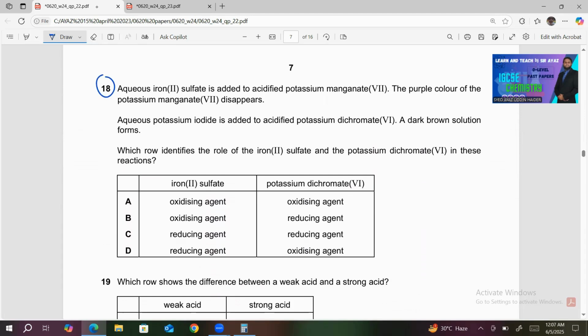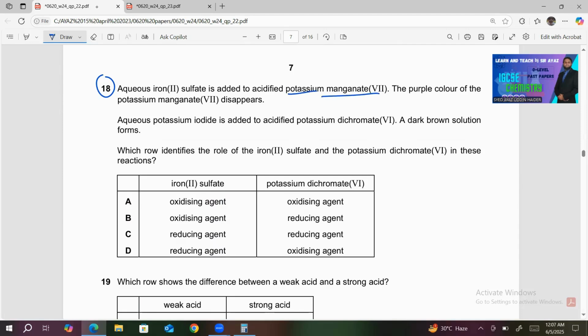Aqueous iron(II) sulfate is added to acidified potassium manganate(VII). The purple color of the potassium manganate(VII) disappears. Aqueous potassium iodide is added to acidified potassium dichromate(VI). A dark brown solution forms. Which row identifies the role of the iron(II) sulfate and the potassium dichromate in these reactions?